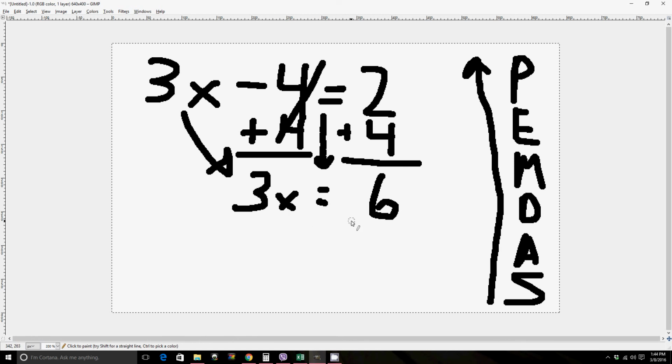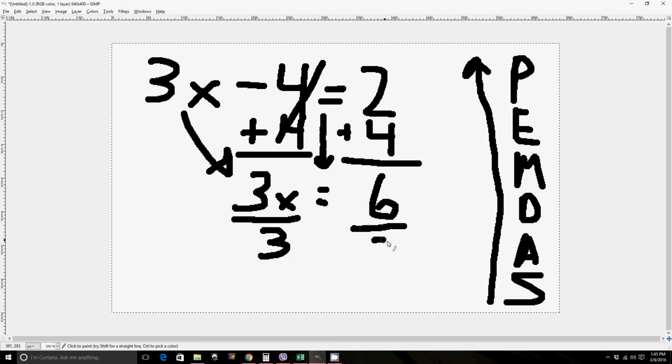And here we go. Okay, so now we have, and I always like to read this out loud, sort of like a word problem. So 3 times x equals 6. Well, do we have any addition and subtraction? No. Do we have any multiplication or division now? Yes, we have 3 times x. So what's the opposite of 3 times x? Well, that's divided by 3. So we're going to go ahead and divide both sides by 3.